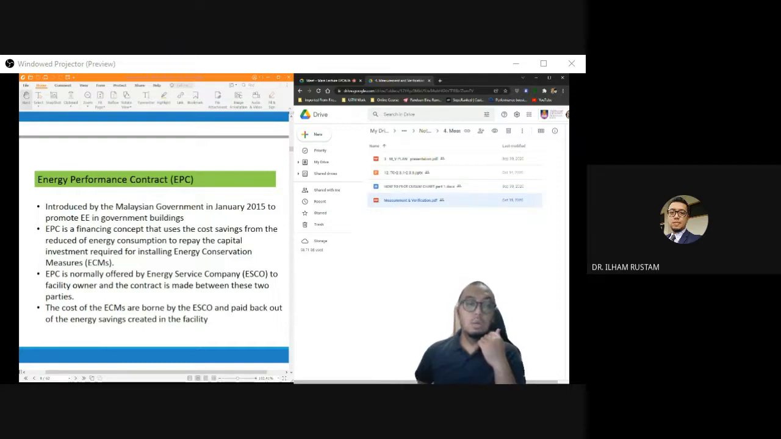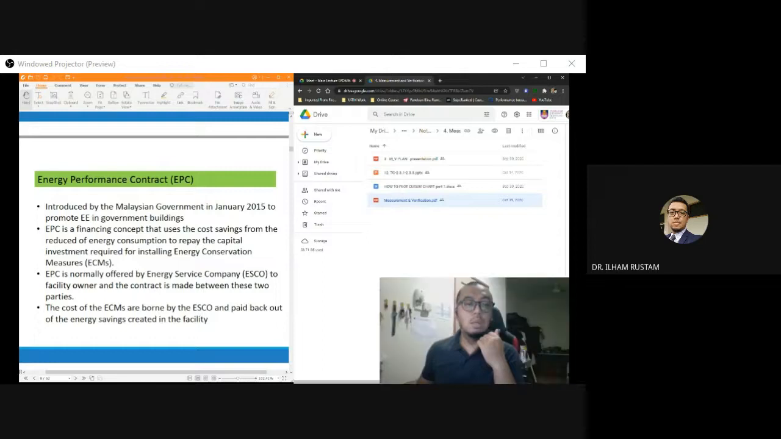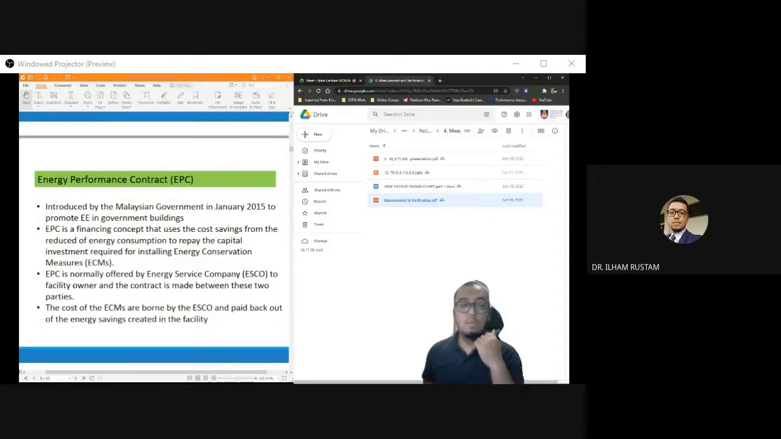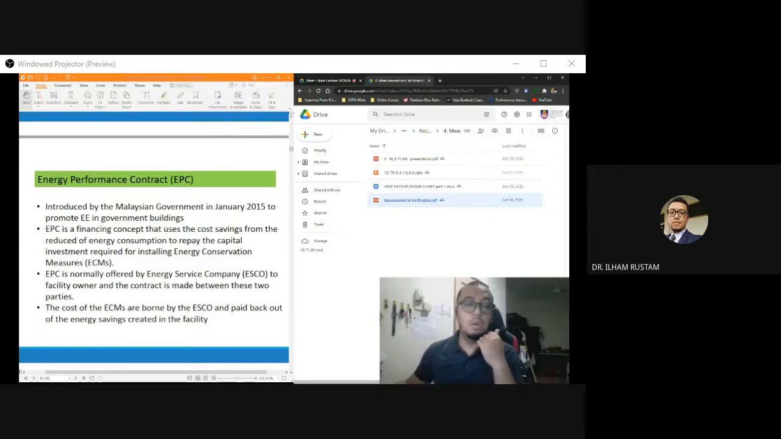Indirectly, if their own buildings do not consume that much energy, the Malaysian government doesn't have to import that much fuel. But at the same time, after the contract period has ended, the Malaysian government can also realize savings in paying the monthly electricity bills.